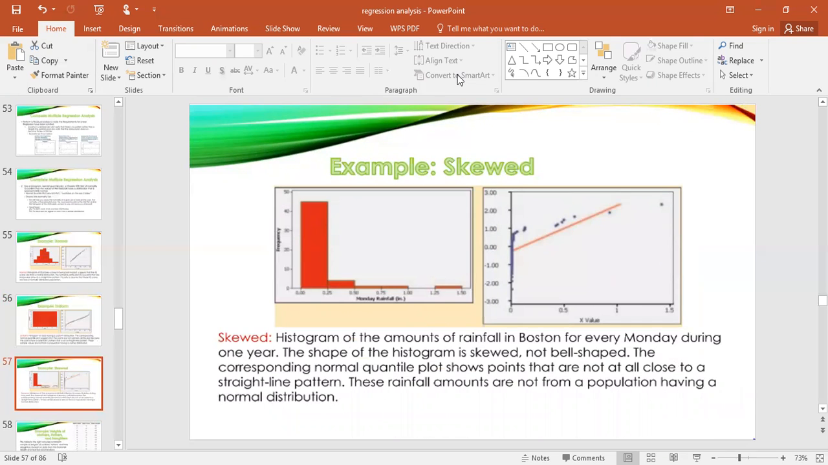In the case of skewed data, consider the histogram of the amount of rainfall in Boston every Monday during one year. The shape of the histogram is skewed, not bell-shaped. The corresponding normal quantile plot shows points that are not at all close to a straight line pattern. These rainfall amounts are not from a population having a normal distribution.